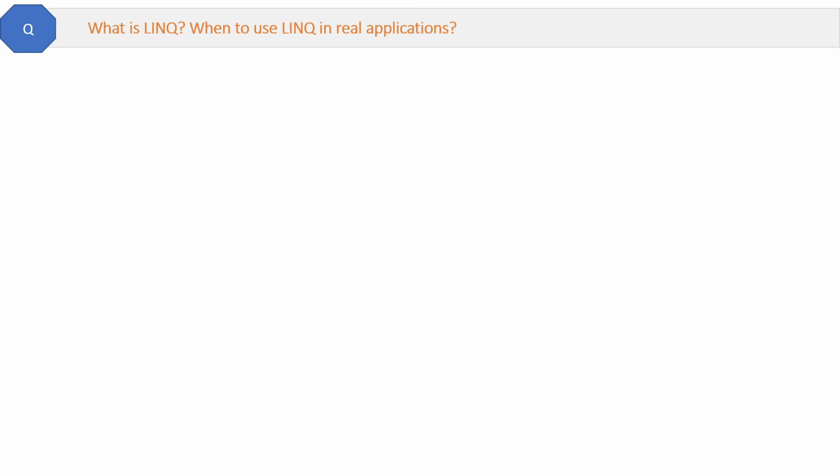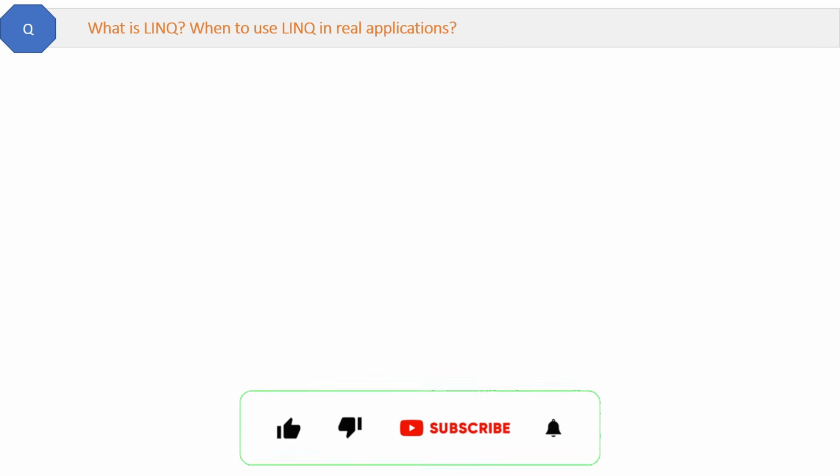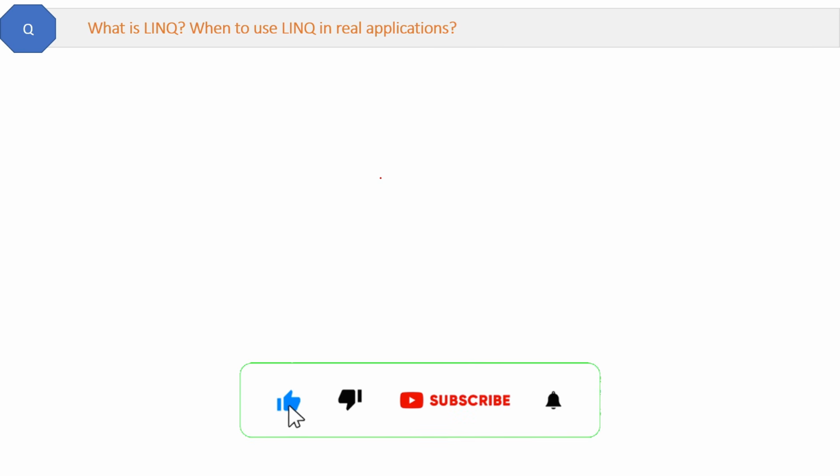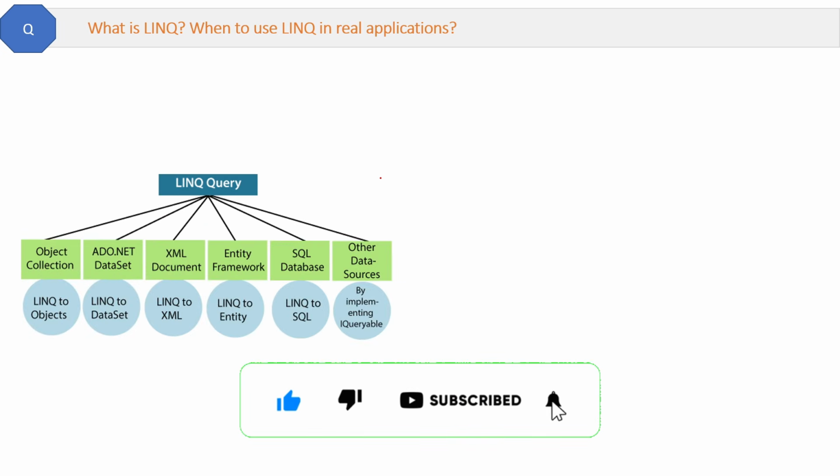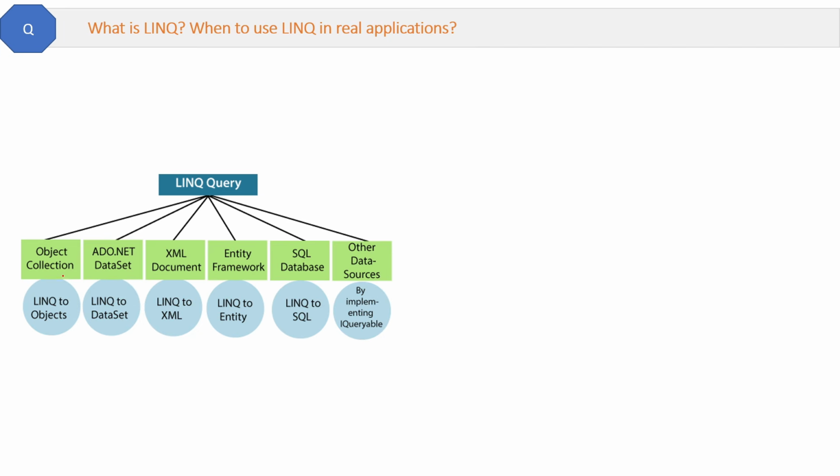What is LINQ? When to use LINQ in real applications? Let me show you a diagram. Here it is. See, we can have multiple kinds of data sources. We can have object collections like list, dictionary. We also call them in-memory objects. Similarly, we can have data sources like dataset from SQL, XML data source.